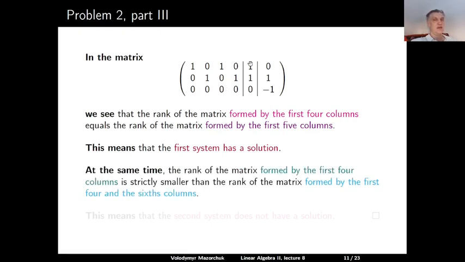At the same time, if we delete column number 5, which means if we look at the second system of linear equations, then still for the first 4 columns we have 2 non-zero rows, so the rank is 2. But when we add the last column, column 6, we have that the third row is also non-zero. So the rank of the extended matrix of that system is 3. Therefore, the rank of the matrix is 2 and of the extended matrix is 3. This means that that system does not have a solution. And this completes problem 2.